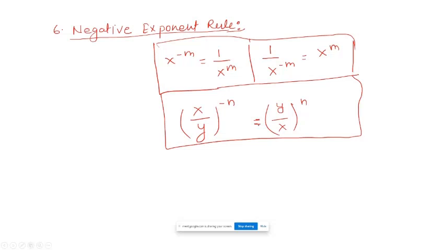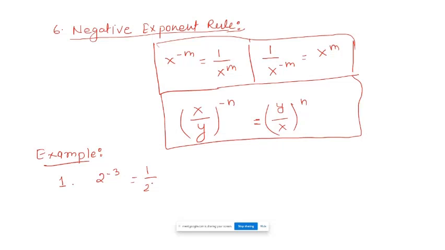Example. First one, if I have 2 to the power minus 3, it can be written as 1 over 2 to the power 3, or we can write 1 over 8. Understand?